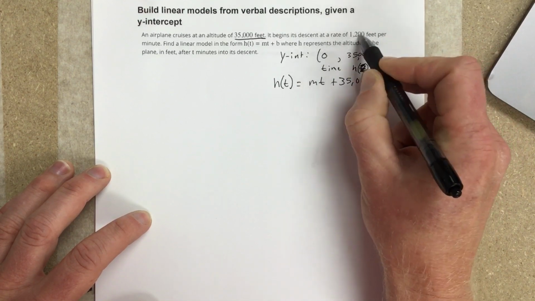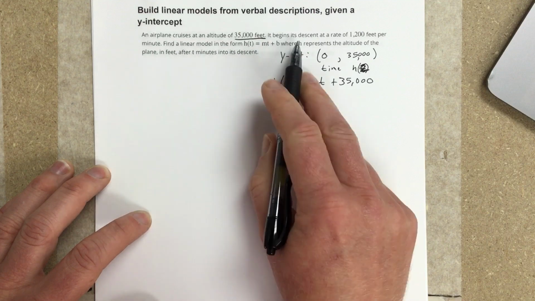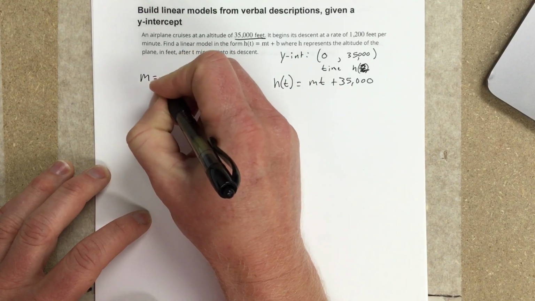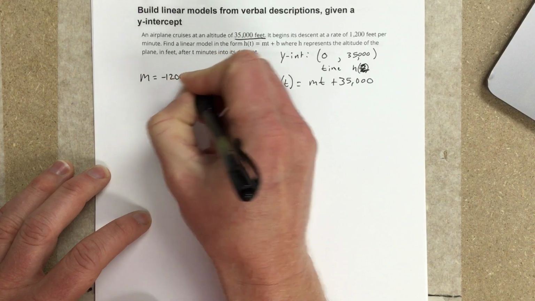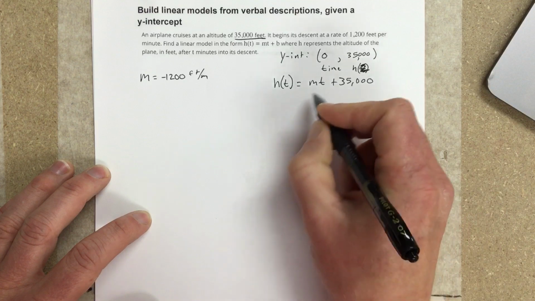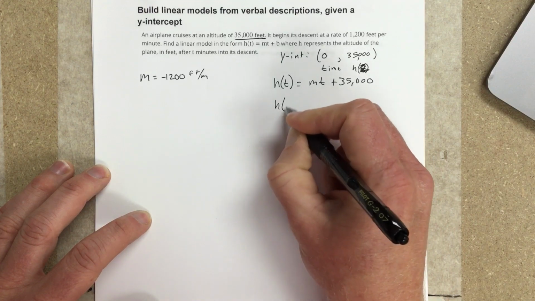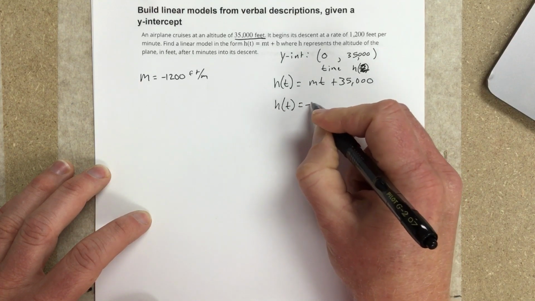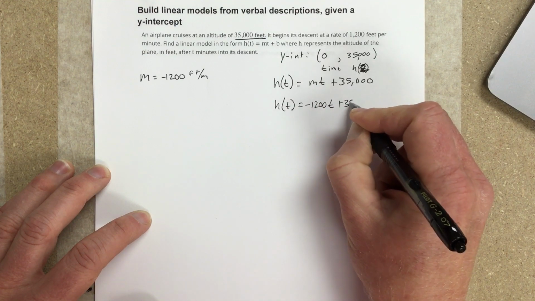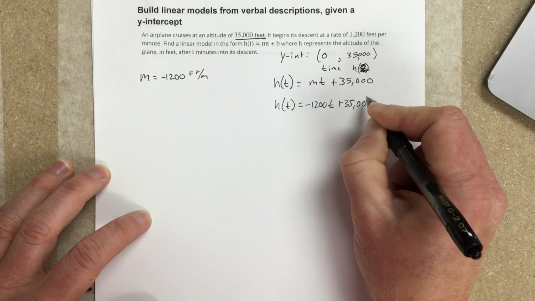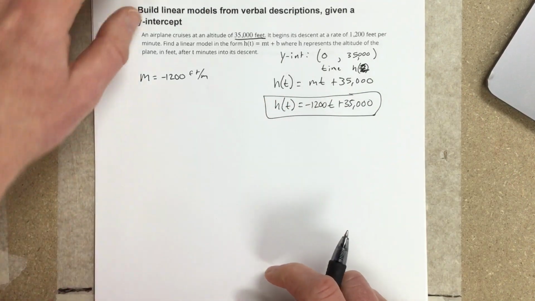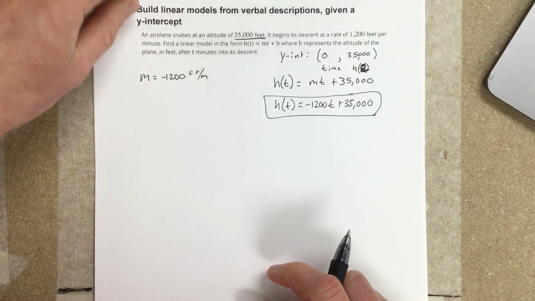Now, the 1,200 feet per minute, that's a descent. Descent means that our slope is actually going to be negative here. So it's minus 1,200 feet per minute. So we're going to use that as our slope, and we're going to say that h of t is equal to negative 1,200t plus 35,000. And that's our equation for this linear model.